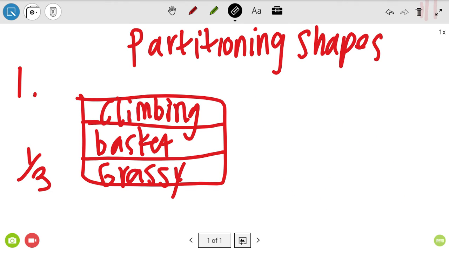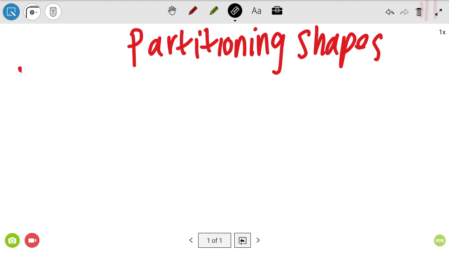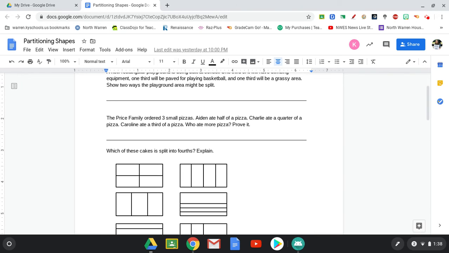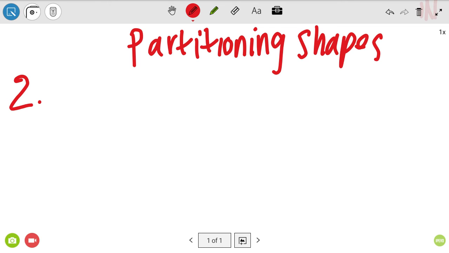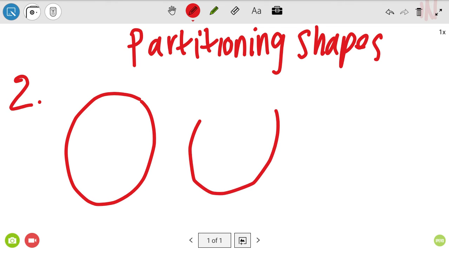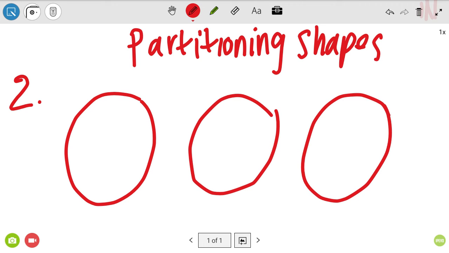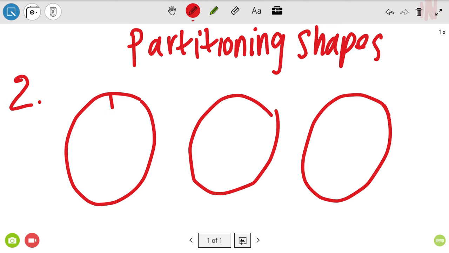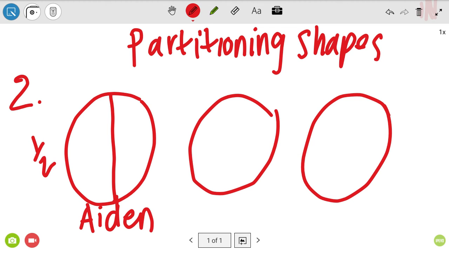Let's go to number 2. Number 2 says, the Price family ordered 3 small pizzas. So let's go ahead and draw our pizzas on number 2. 3 small pizzas. So it looks like we're going to be partitioning circles. Aiden ate half of a pizza. So let's draw that. And we're going to label that Aiden. So he ate half of a pizza.